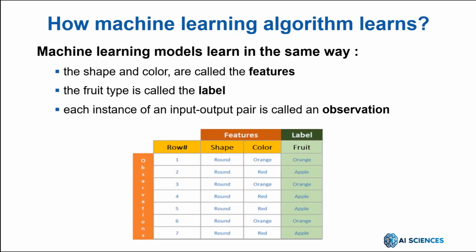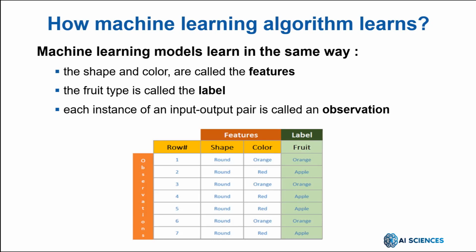Machine learning models learn the same way. In machine learning, the properties of the fruit, such as shape and color, are called the features. The fruit type is called the label. Each instance of an input-output pair is called an observation.